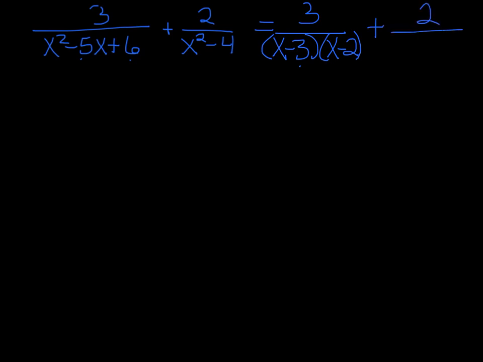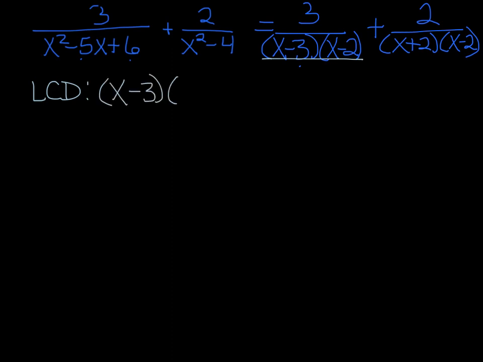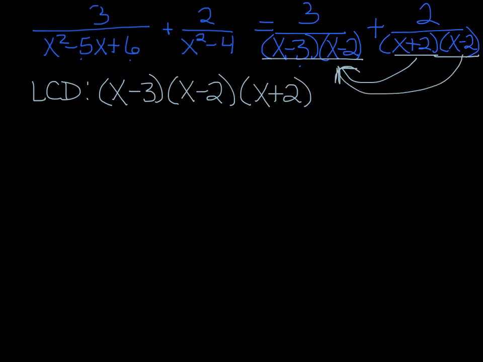Plus 2 over, and x squared minus 4 is a difference of squares, so that's x plus 2 and x minus 2. So now we need to come up with a lowest common denominator. This denominator has an x minus 3 and an x minus 2, so we need those. This denominator has an x plus 2, which that one doesn't have, so we need one of those also, x plus 2. And it has an x minus 2, but x minus 2 is already taken care of right there, so we don't need another one of those. We have one of everything now in our lowest common denominator.